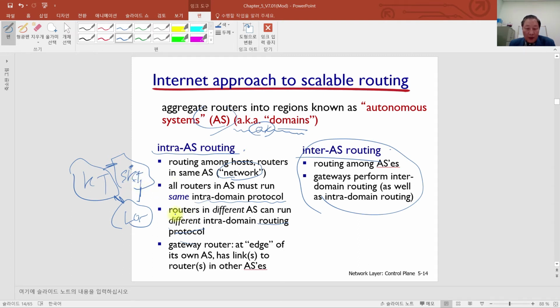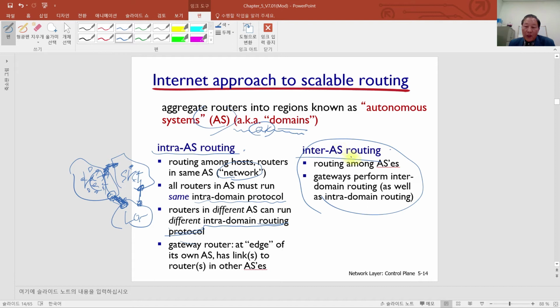And this is explaining that. Routers in different autonomous systems can run different intra-domain routing protocols. Here, a different intra-domain routing protocol. And here we need a gateway to exchange properly. A gateway router is at the edge of its own autonomous system. This one is a gateway router, this one is a gateway router, here, also here, here, here. At the edge of its own autonomous system, it has links to routers in other autonomous systems.